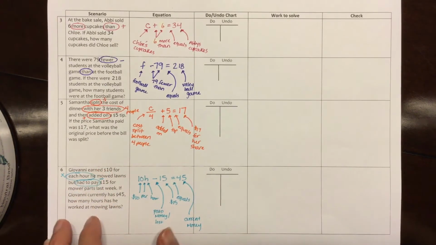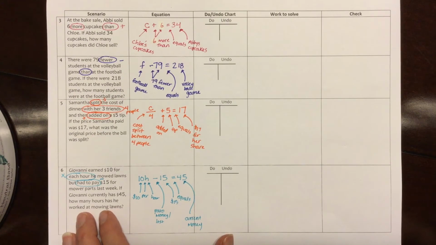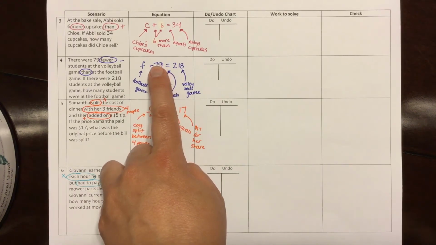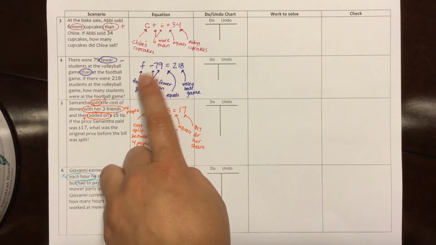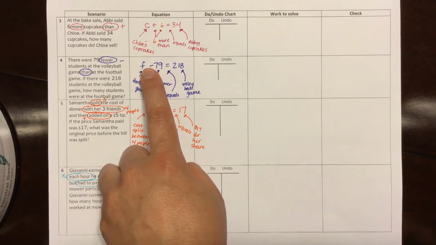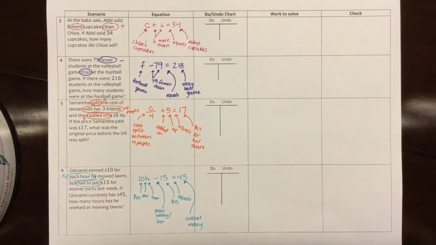Number 4, there were 79 fewer students at the volleyball game than at the football game. As soon as I see fewer than, that is an indicator to subtract. And so when I read 79 fewer than at the football game, I had the one part, the left-hand side of my equation. I'm just using F to represent the football game attendance. And then it goes on to read that that is the same as how many were at the volleyball game, which was 218.